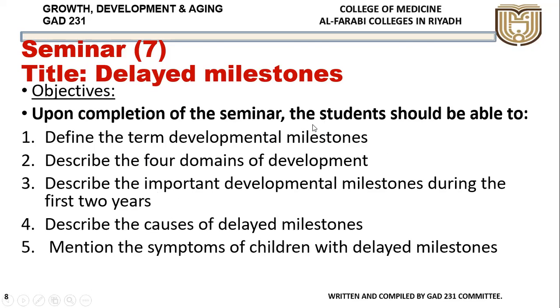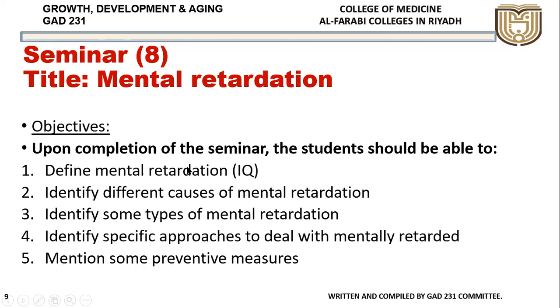So you should be able to describe the milestones, then the four domains of development, then the importance of developmental milestones during the first 2 years, a very important age of the child. Then what causes delayed milestones and the symptoms of children with delayed milestones. These two can be clubbed together and given to one student. The important developmental milestones can be given to the other student, and the third student will give these two objectives. The eighth seminar is also by three students.